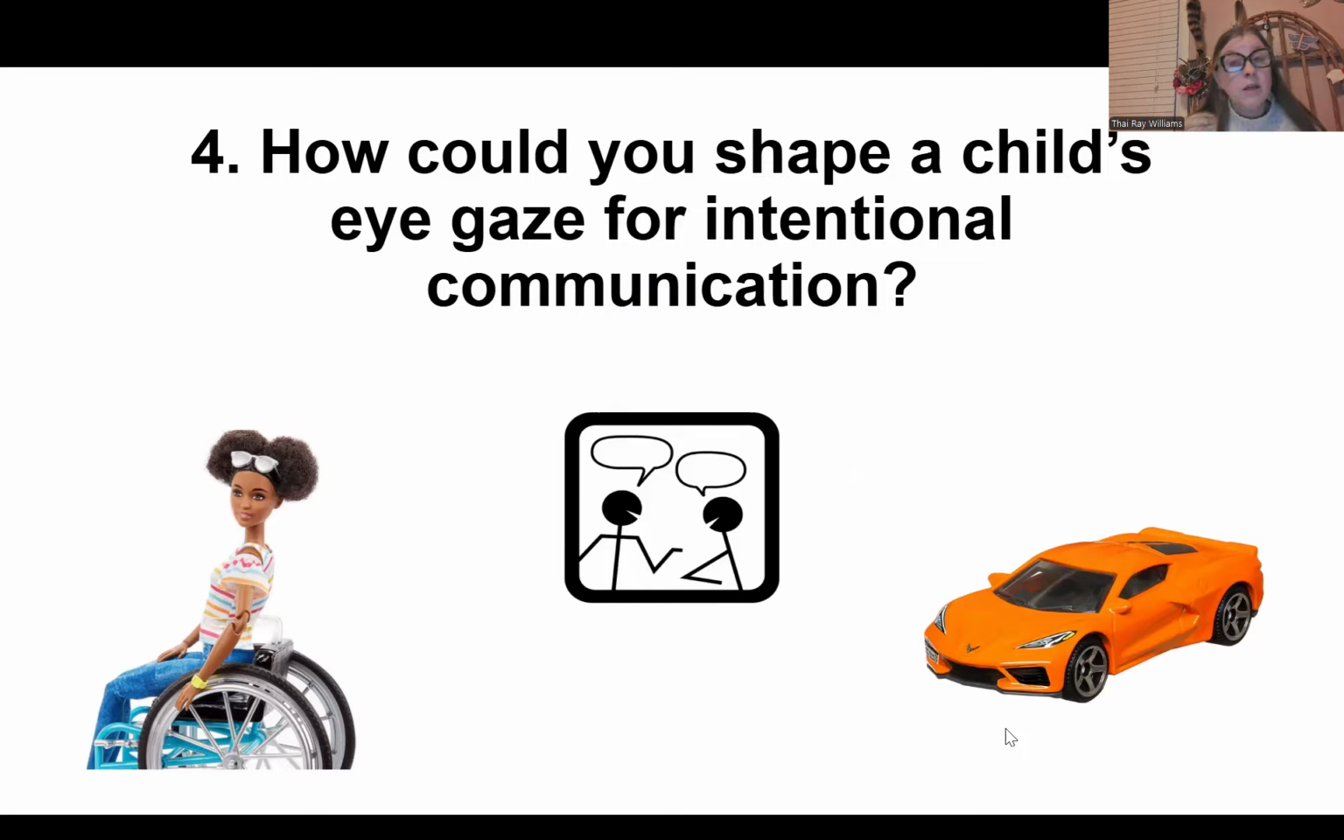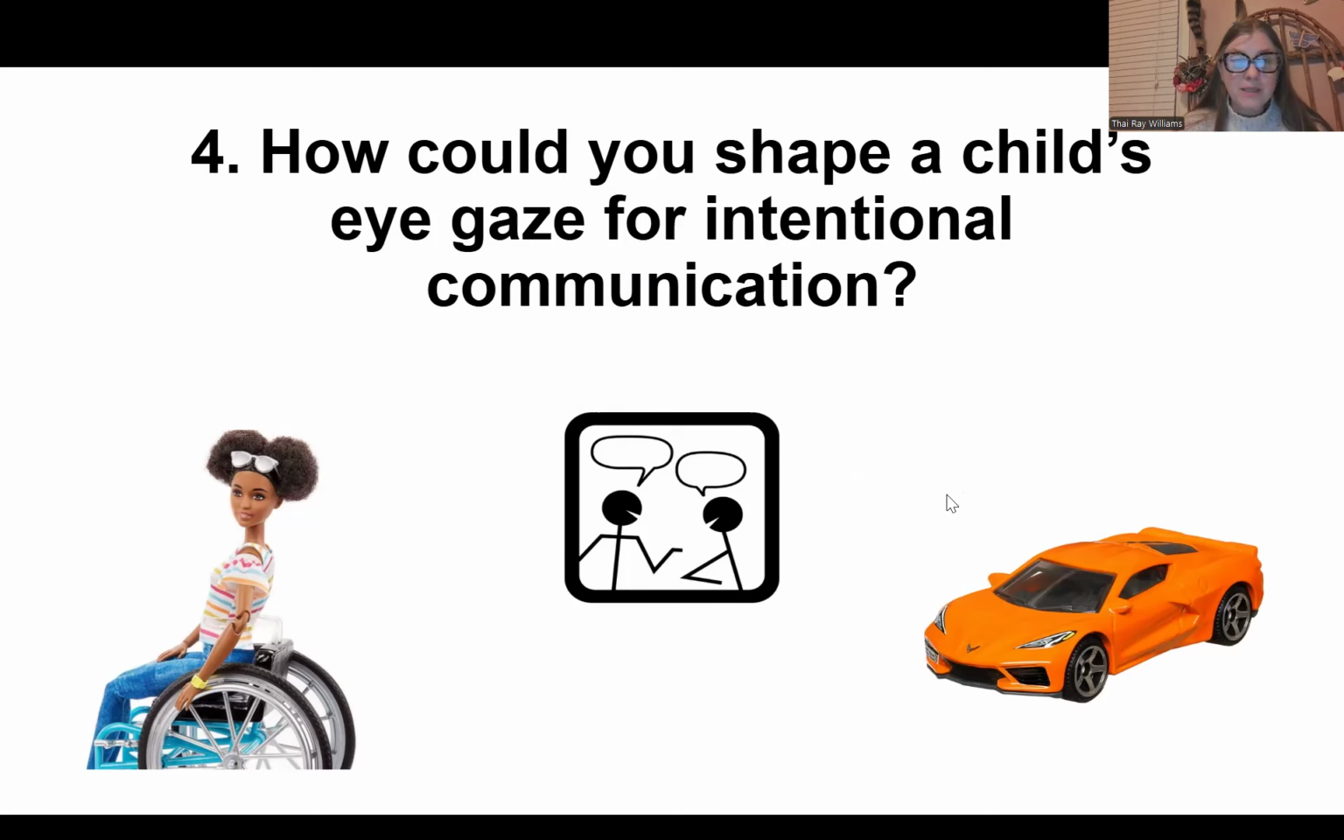That's what they love. What they do not want is the car. They don't want a Matchbox car. So, how could you shape that child's eye gaze for intentional communication? And in this case, the communication would be, I want the Barbie. So again, loves the Barbie, does not like the car. So go ahead and stop your video and respond to that, and then we'll discuss it in class on Monday.